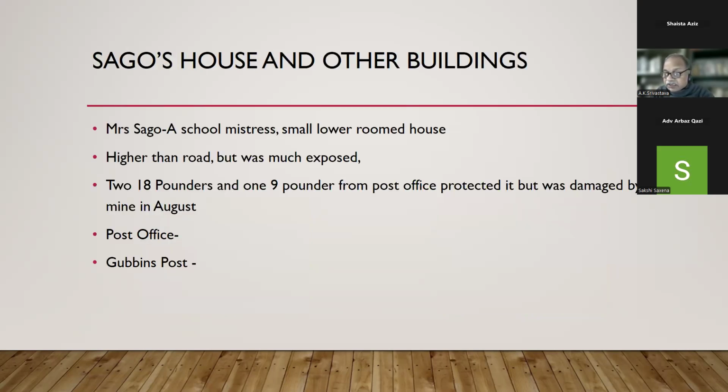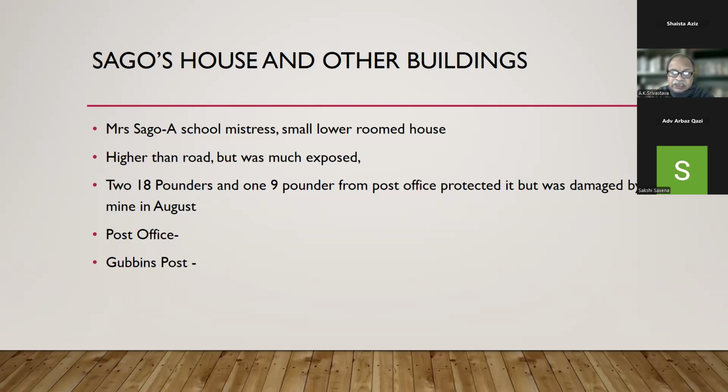There is a very interesting building there called Sago's house. Mrs. Sago was a school mistress. A small low-roomed house, but it played a very important role in the defense. It was higher than the road, but fully exposed, and there were 18-pounder and 9-pounder guns, but with a mine it was blasted.